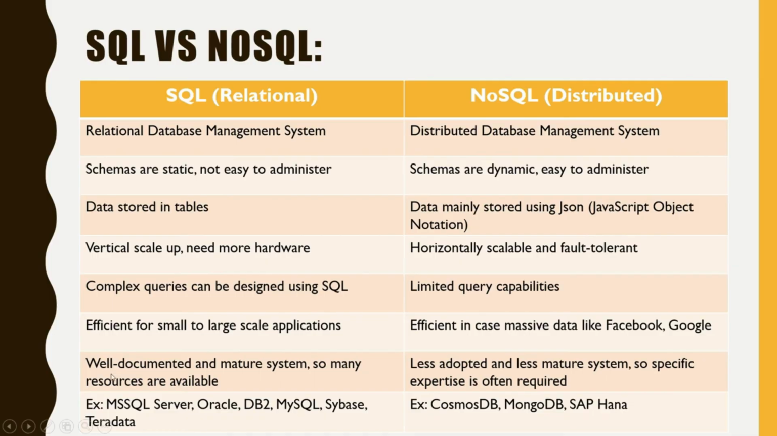SQL is a well documented and mature system with so many resources available in the market, whereas NoSQL is a less adopted and less mature system, so specific expertise is often required to work on NoSQL. There is a resource crunch in the market for NoSQL. Examples of relational systems are MS SQL Server, Oracle, DB2, MySQL, Sybase and Teradata, whereas examples of NoSQL are Cosmos DB, MongoDB and SAP HANA.